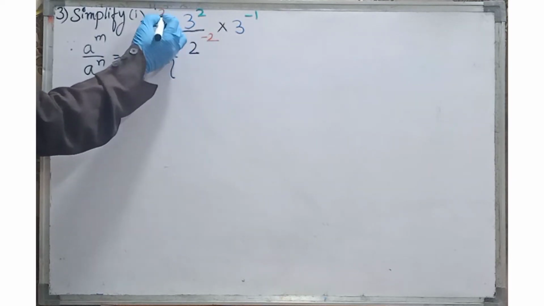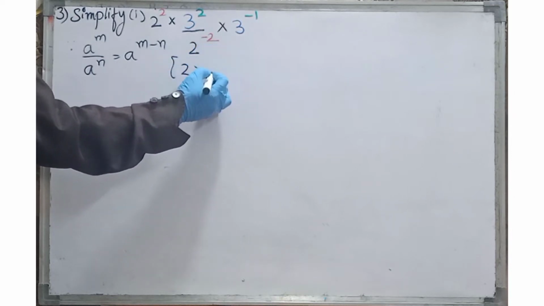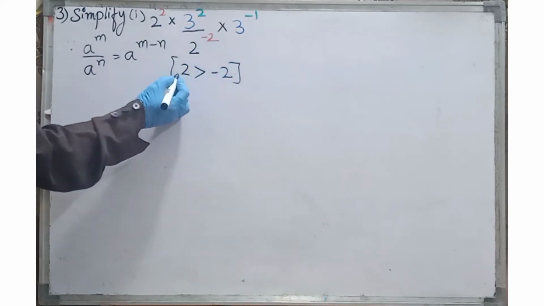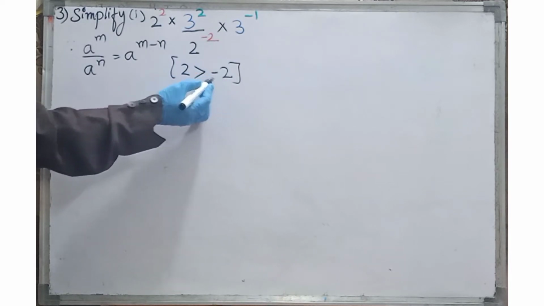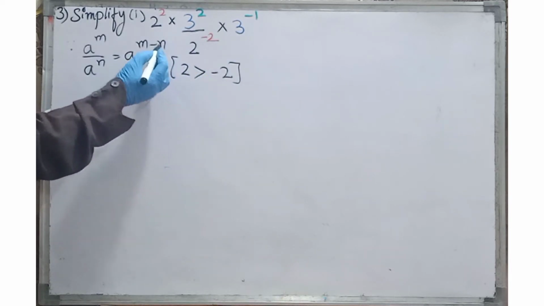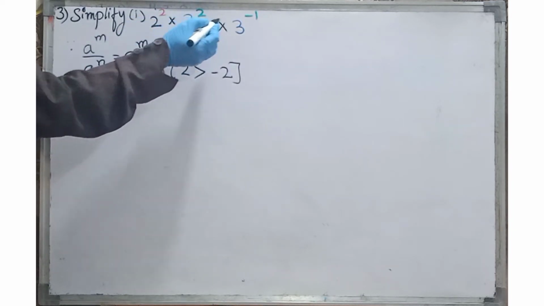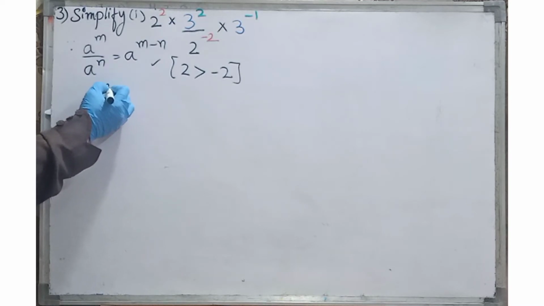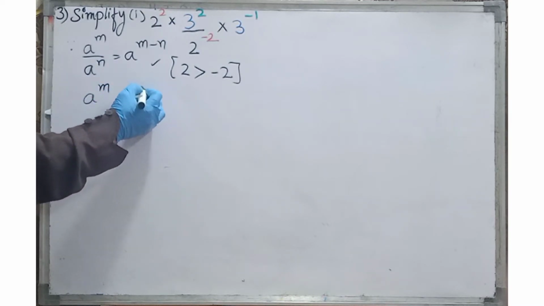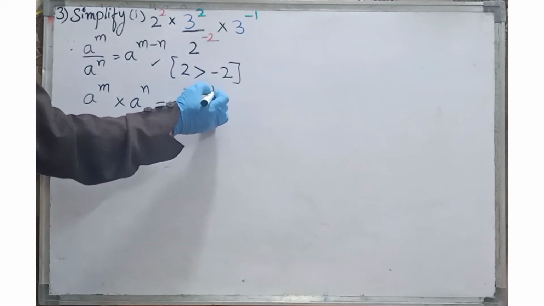Since here the power 2 is greater than minus 2, since it is positive, it will be greater and the negative number will be smaller. So we can use this formula for 2 power 2 and 2 power minus 2. Whereas for base 3, which formula will we apply? We will apply a power m into a power n is equal to a power m plus n.